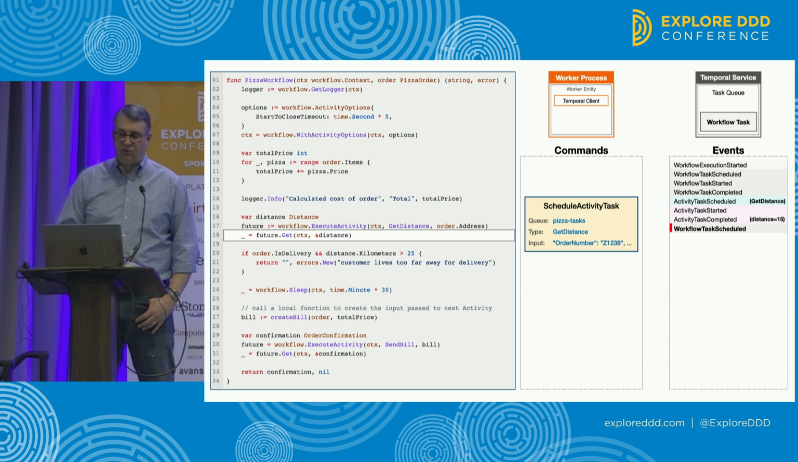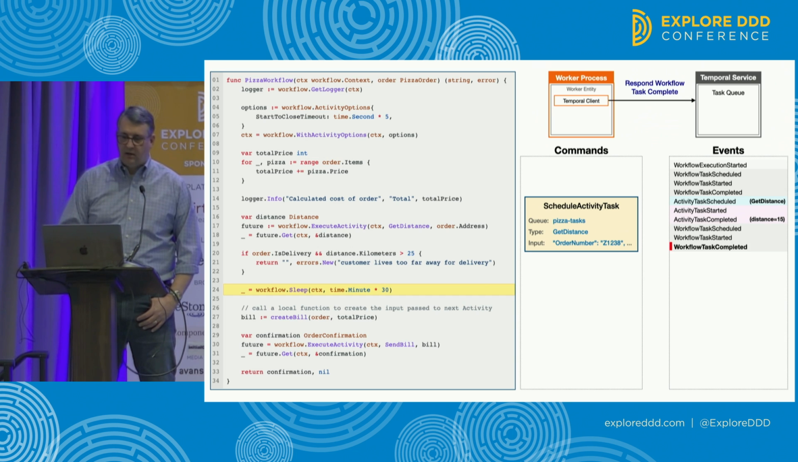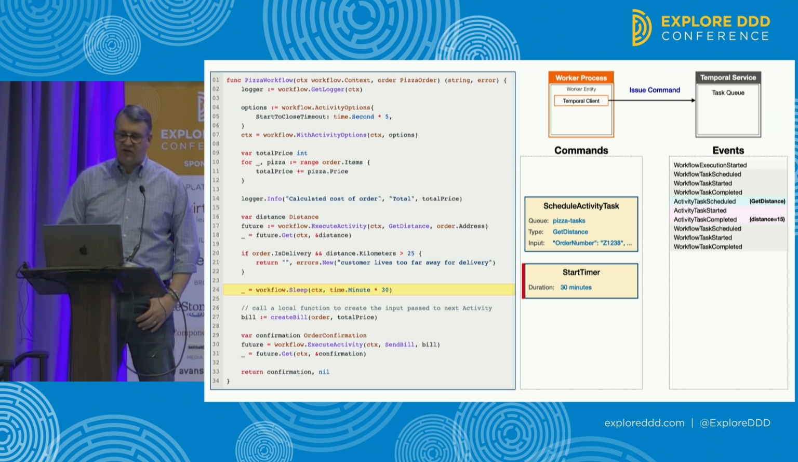And it puts another workflow task because the workflow is not complete. The worker picks that up, begins running it, and it keeps running stuff until it finds another thing that requires some interaction. In this case, we're going to set a timer. So it sends that message that we're done with this workflow task, and it sends a command, start timer for 30 minutes. So it just sits there waiting. There's no new task getting queued for 30 minutes.